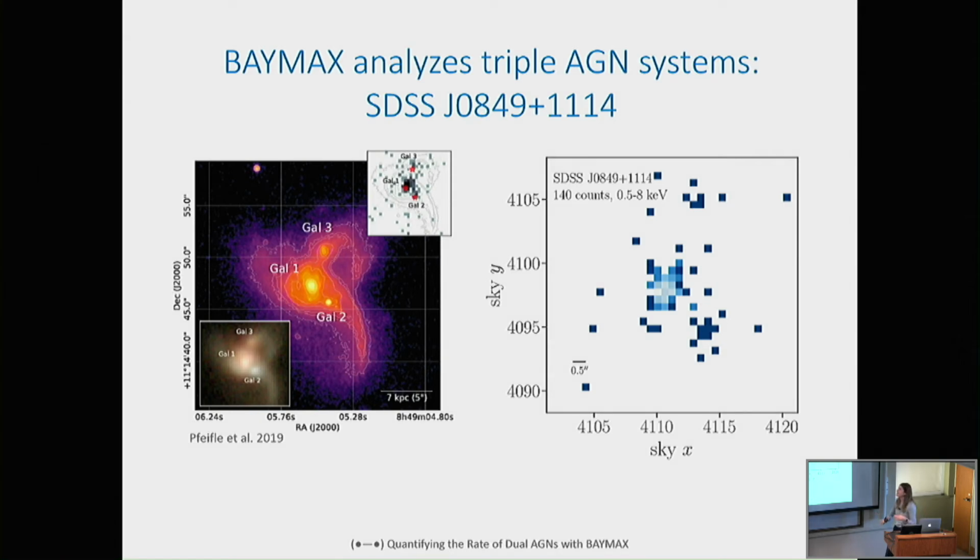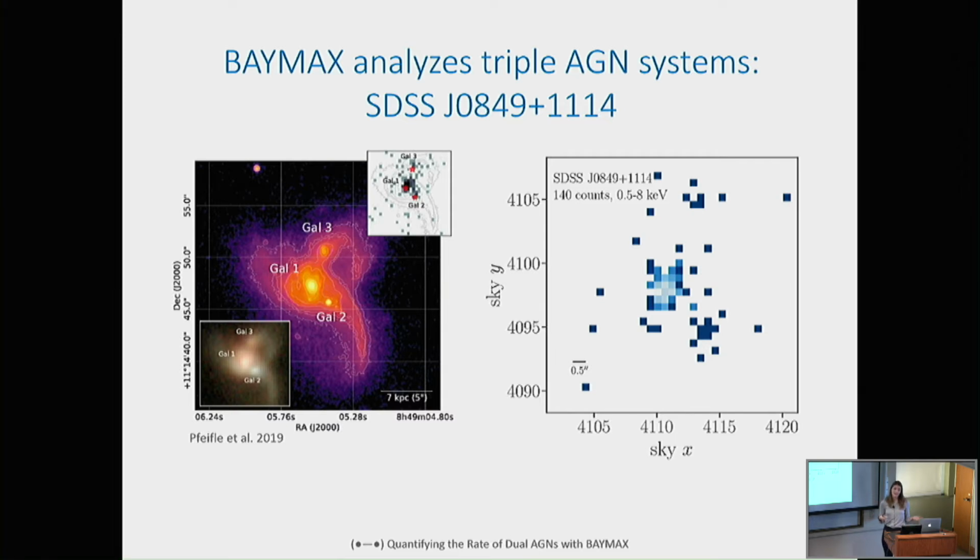Also, I just wanted to highlight that you could use Baymax to study multi-AGN systems. So SDSS J0849 plus 114 is a system that's been getting a lot of press recently. This is a triple AGN system. It's a project that was led by Ryan Pfeifle at George Mason University. This is a figure taken from his paper on the left-hand side, where you have the SDSS image in the lower left-hand corner and the HST image in the center. I'm showing you the Chandra image on the right-hand side. Once again, I ran Baymax on the Chandra image.